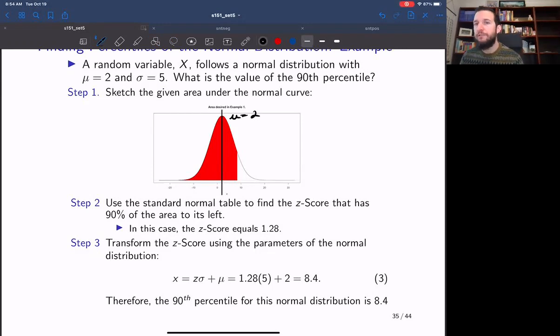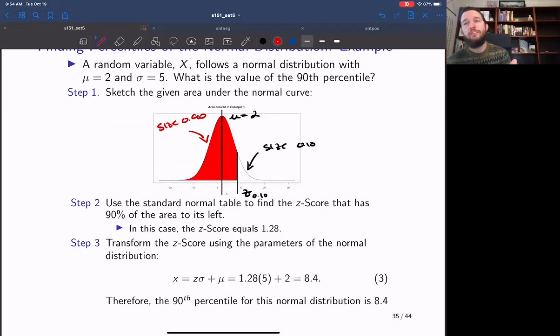We're being asked to find the 90th percentile. So this barrier here represents a z-score with 0.1 to its right. This white unshaded part here is a size of 0.1, and this red shaded part here is a size of 0.9, right? So percentiles are always from the bottom up.